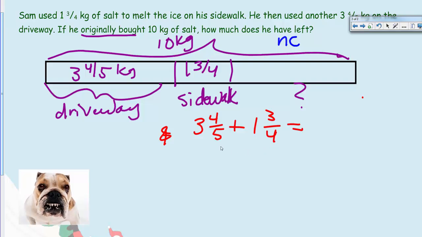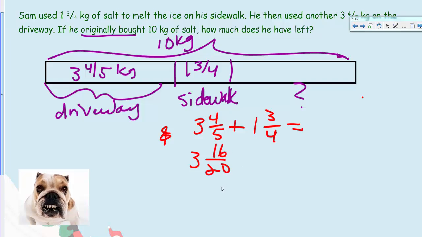So I have 20ths here. So let's go ahead and show that as 20ths. Of course, 4/5 in 20ths is going to be 16/20ths. You may be able to see that by multiplying both the top and the bottom by 4. Plus, and we'll do the same thing here, multiply both top and bottom by 5. It's going to give us 15/20ths. That way we can add them.